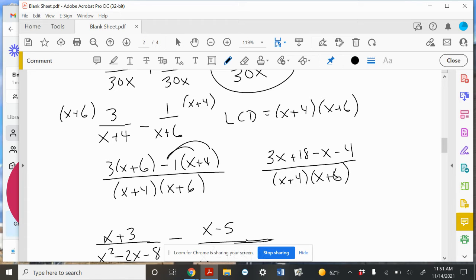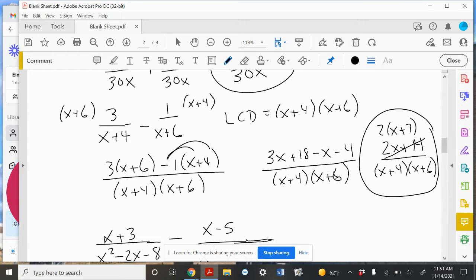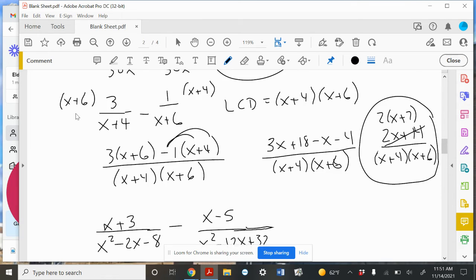And then I'm going to combine terms in the numerator. So that gives me 2x plus 14, all over x plus 4, x plus 6. And I could factor this to 2 times x plus 7. Notice then nothing cancels. So this would be my answer. You just want to check that, for a point, if that much. I will accept the answer of 2x plus 14 over x plus 4, x plus 6.